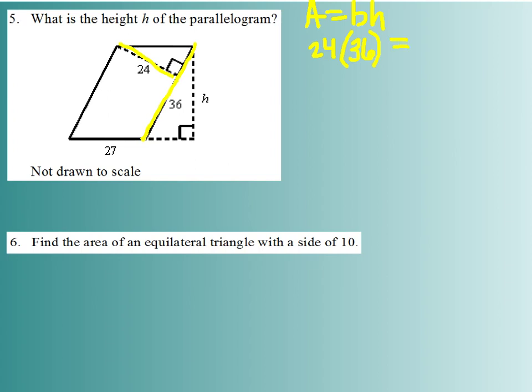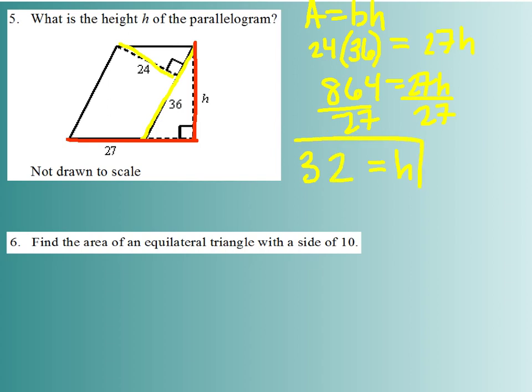So if we outline another one, we see that here's a height, h, and it's perpendicular to this base, 27. So we can say that these are equal to each other. So 27 times h. And now we just solve. So we say 24 times 36, and we get 864 is equal to 27h. And to solve for h, we divide both sides by 27. So h is equal to 32. And we don't have any units here, so just 32.